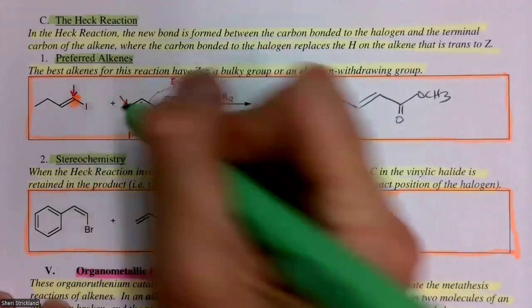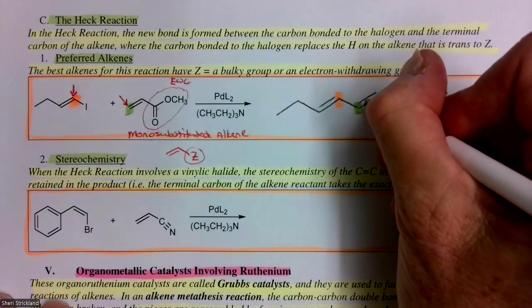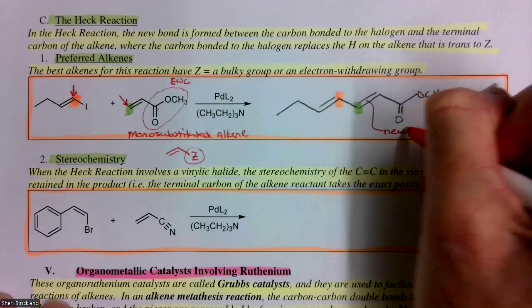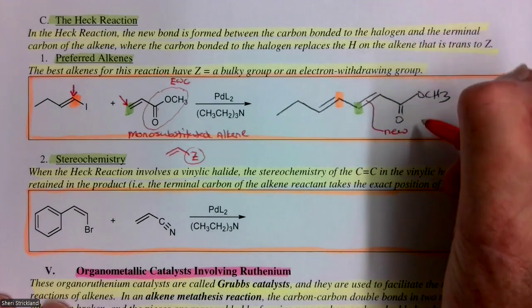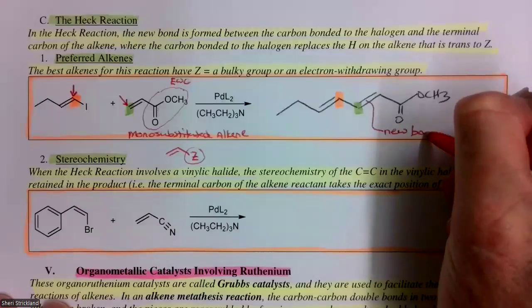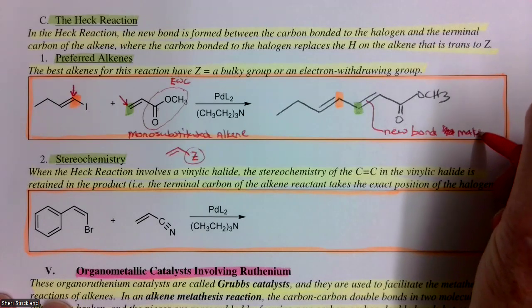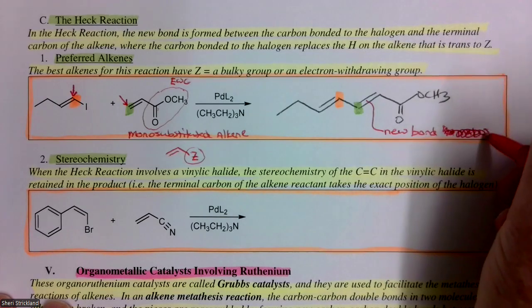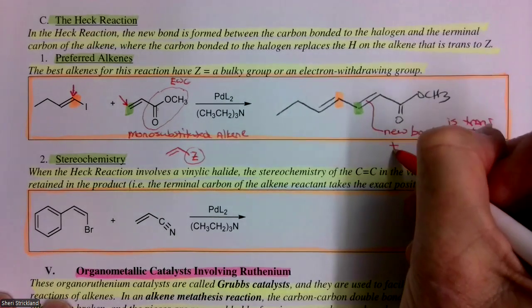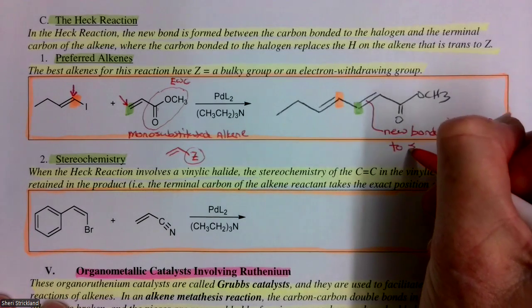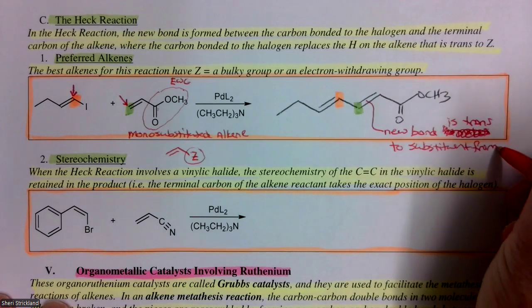And so we've got this and this. Okay. And so the new bond, I'll say new bond is trans to the substituent from the alkene.